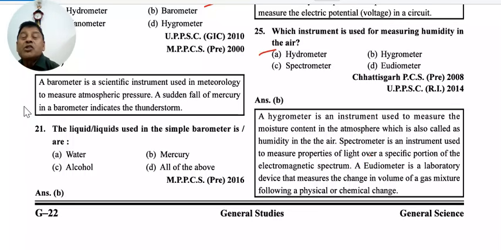Which instrument is used for measuring humidity in the air? So it's the hygrometer, remember. Hygrometer, right? A spectrometer is used to know the curvature of the surface. No, it's a spectrometer. It's meant to know the so-called spectral lines.